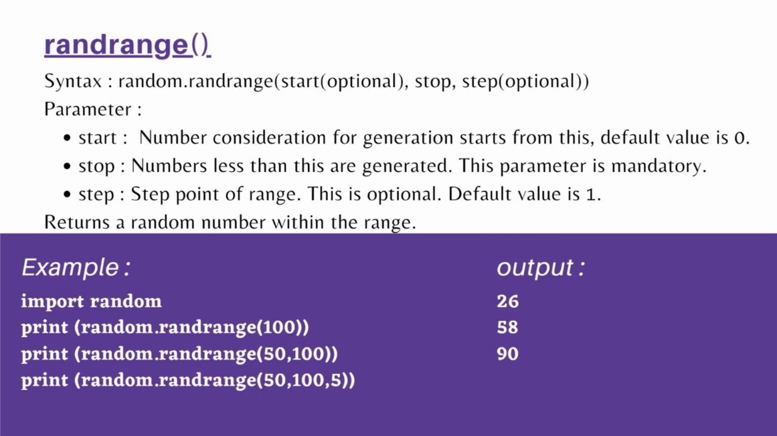Randrange. Syntax: random.randrange(start, stop, step). Parameter start: the number from which generation starts. It is optional and its default value is 0. Stop: numbers less than this are generated. This parameter is mandatory. Step: the step point of the generator. This is optional and the default value is 1. Returns a random number within the range start to stop.